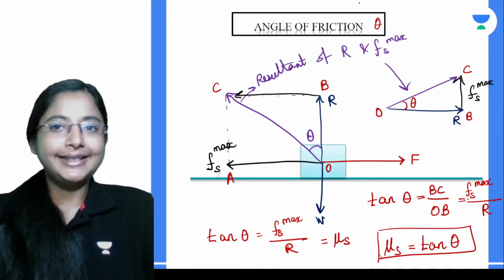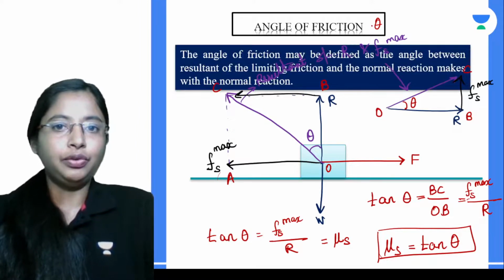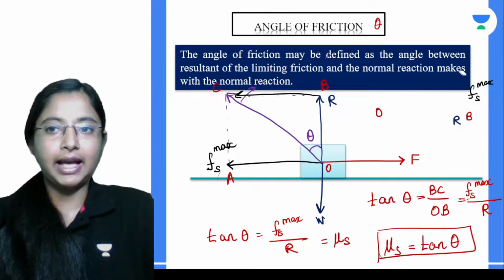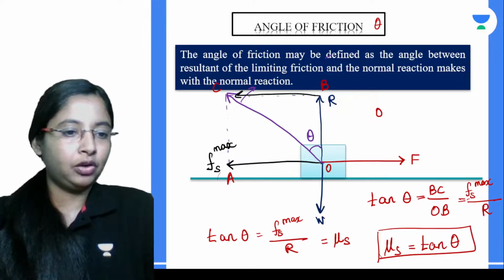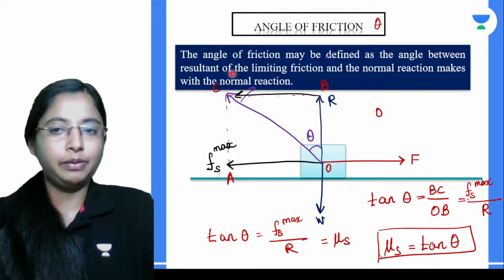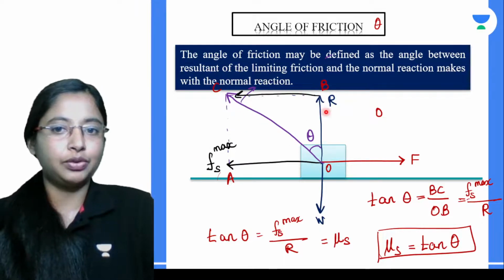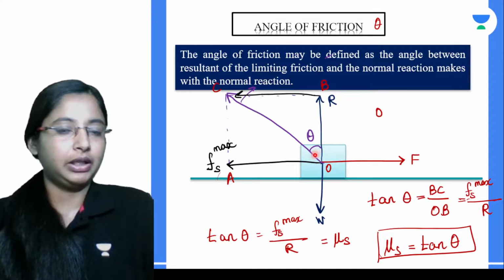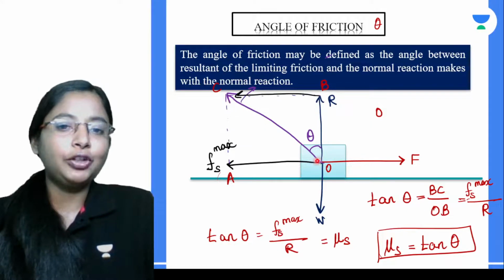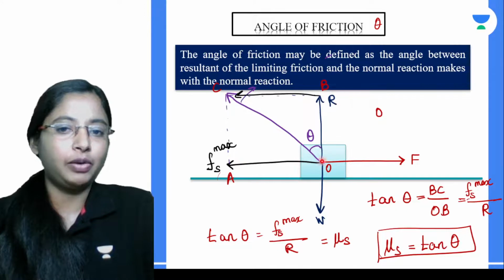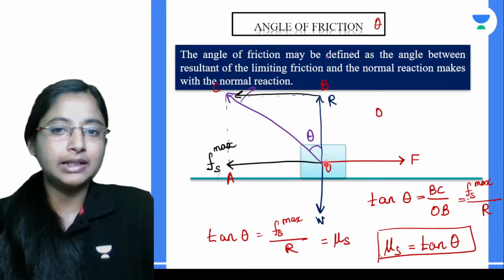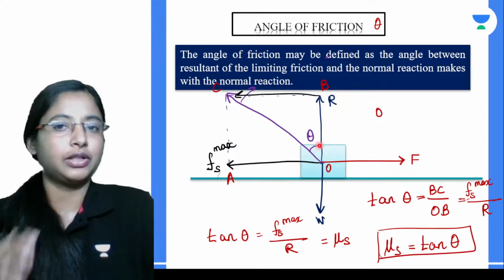Okay, now this is the angle of friction. We can define the angle of friction as the angle between the normal reaction and the resultant of the limiting friction and the normal reaction. If you take the resultant of limiting friction and the normal reaction, this vector, the resultant, and what the normal reaction makes with this resultant, this angle is called your angle of friction.